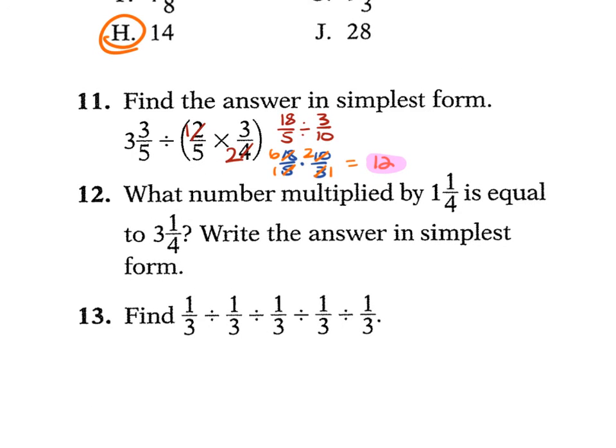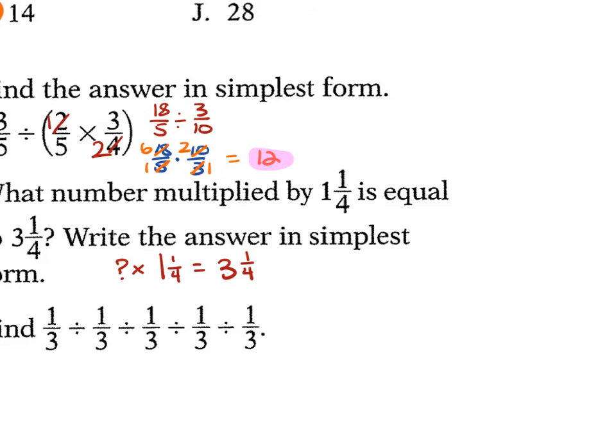For 12, it says what number multiplied by 1 1/4 is equal to 3 1/4? Write the answer in simplest form. So something times 1 1/4 is equal to 3 1/4. So if we were to divide these two numbers, then we could find the answer. So we're going to do 3 1/4 divided by 1 1/4.